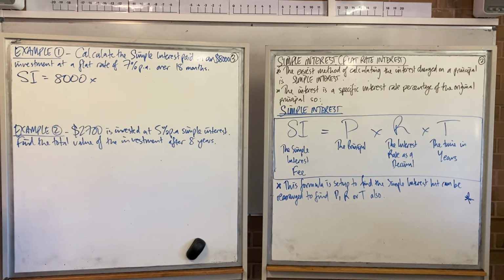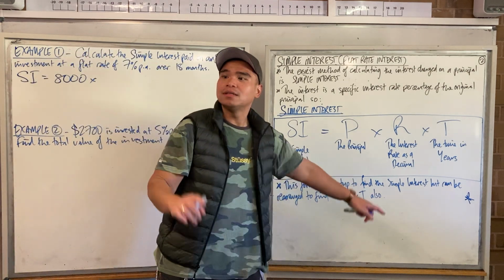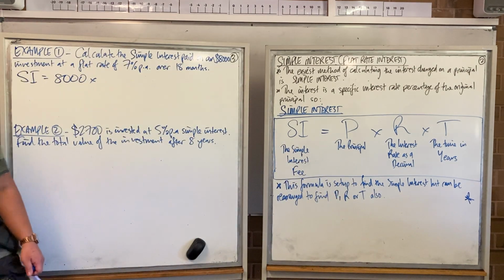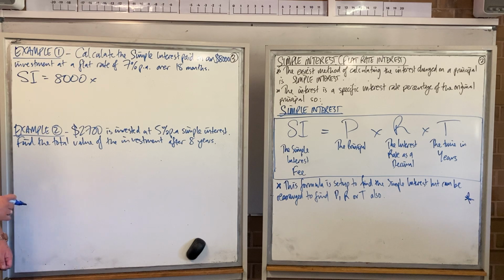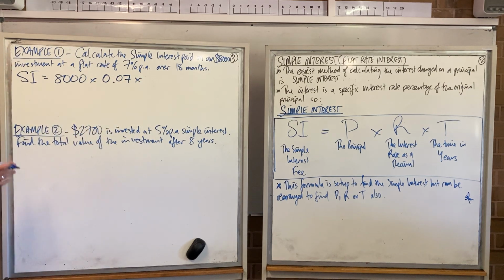Times by, this is the only thing where you need to think a little bit. 7 is the rate. That's the percentage, but I need to express it as a decimal. So I need to divide that 7 by 100. If you said 0.7, that's a 70% rate. That's supposed to be 0.07 times by, and think as well, 1.5.